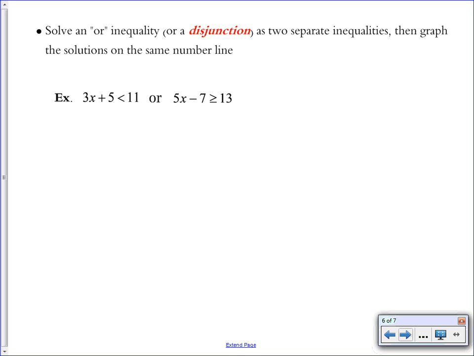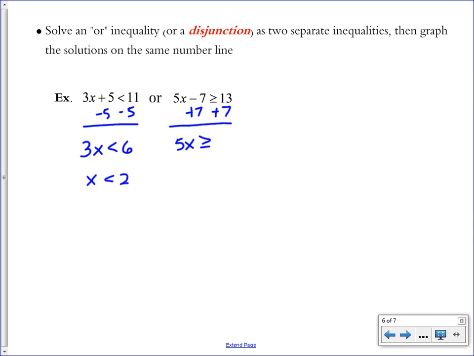To solve an or inequality, also known as a disjunction, they are already written as two separate inequalities, so you just solve them as two separate inequalities, and then just graph the two solutions on the same number line. So solving the inequality on the left, we subtract 5. 3x is less than 6, so x is less than 2. Solve the one on the right. 5x is greater than or equal to 20, so x is greater than or equal to 4.